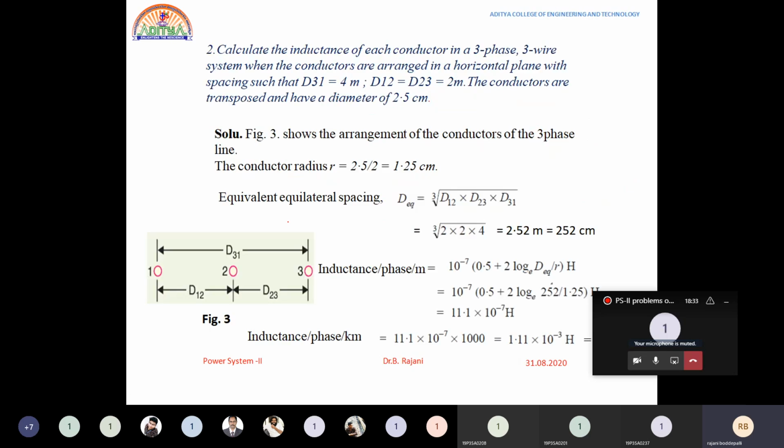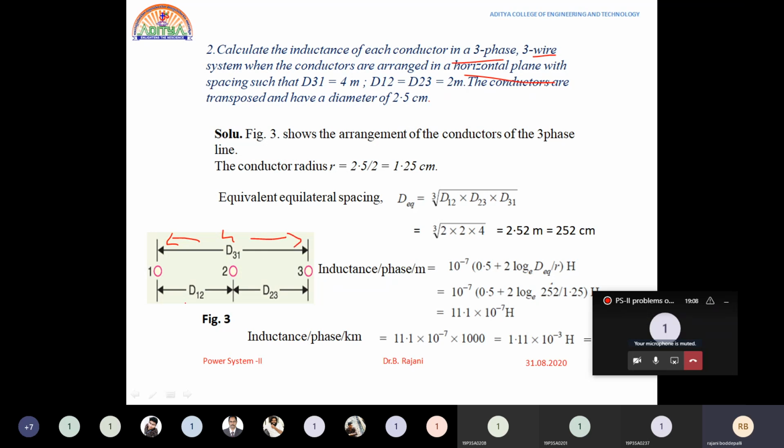This is the one. The next question is given in such a way: calculate the inductance of each conductor in a three-phase, three-wire system when the conductors are arranged in a horizontal plane with spacing such that D31 is equal to 4 meters. The distance from here to here is 4 meters. This is the distance.